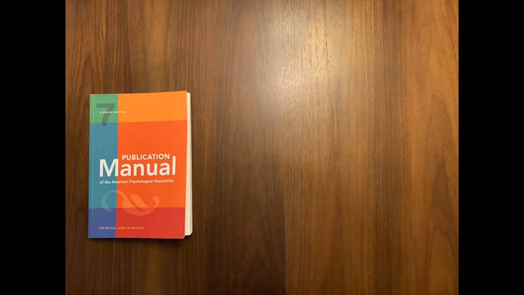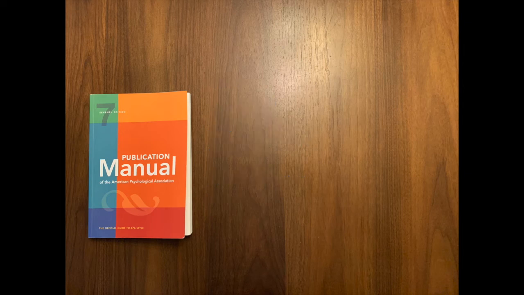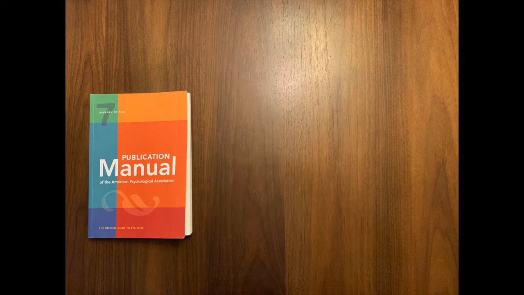APA recommends that quantitative paper titles, quote, identify main variables and theoretical issues under investigation and the relationships between them, and, quote, identify the population studied. For the method sections of quantitative papers, APA recommends that, quote, method sections should report inclusion and exclusion criteria, including any restrictions based on demographic characteristics. It also states that authors should, quote, report major demographic characteristics, e.g., age, sex, ethnicity, socioeconomic status, and important topic-specific characteristics, e.g., achievement level in studies of educational interventions.